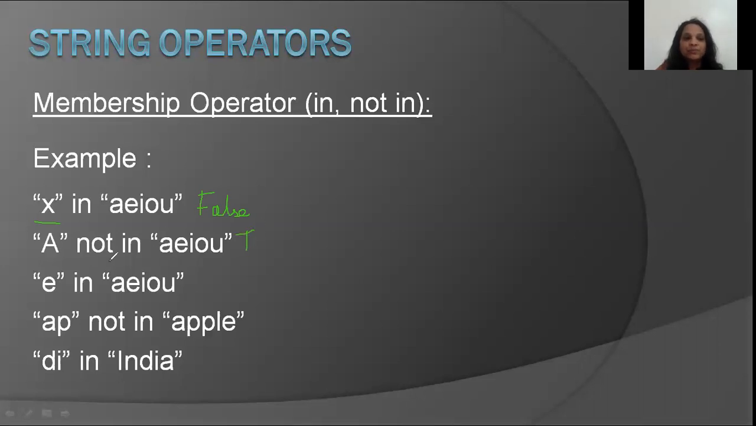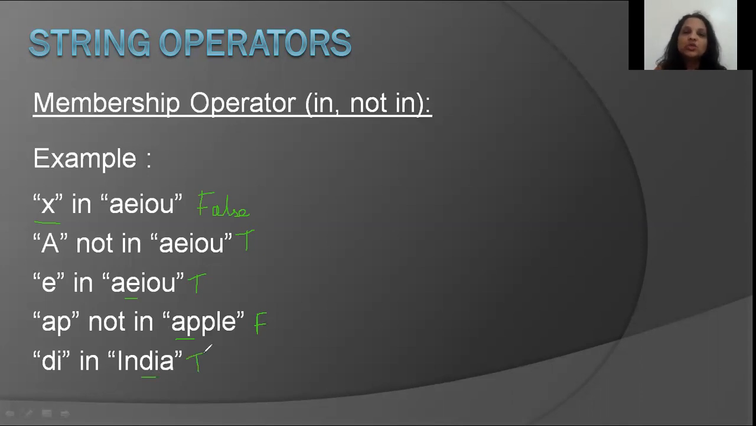So it's true. E in A, E, I, O, U. Yes, you can see E in A, E, I, O, U here. So it's true. Okay. AP not in APPLE. No, AP is there in APPLE, right? So not in is going to give me false. DI in INDIA. Yes, it's there. So it's going to give me true.